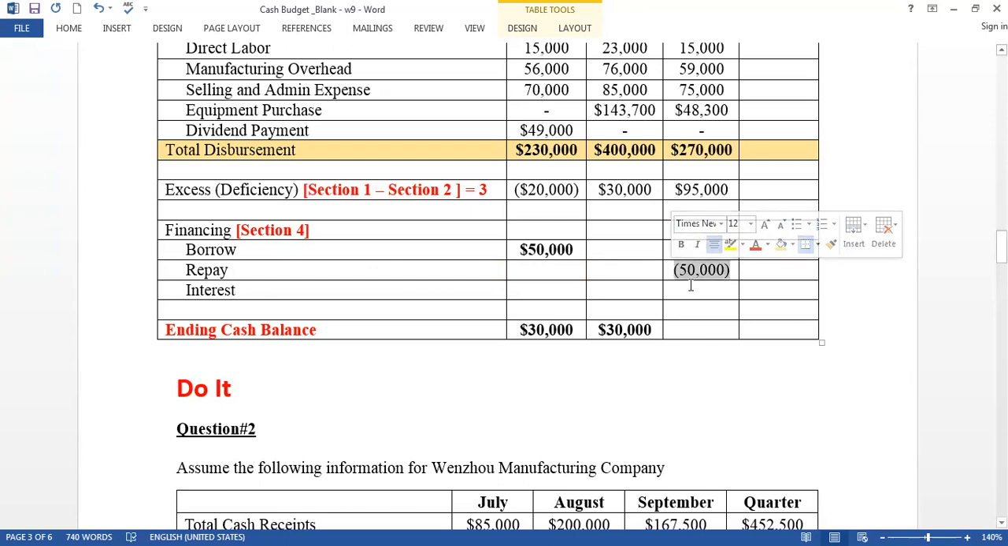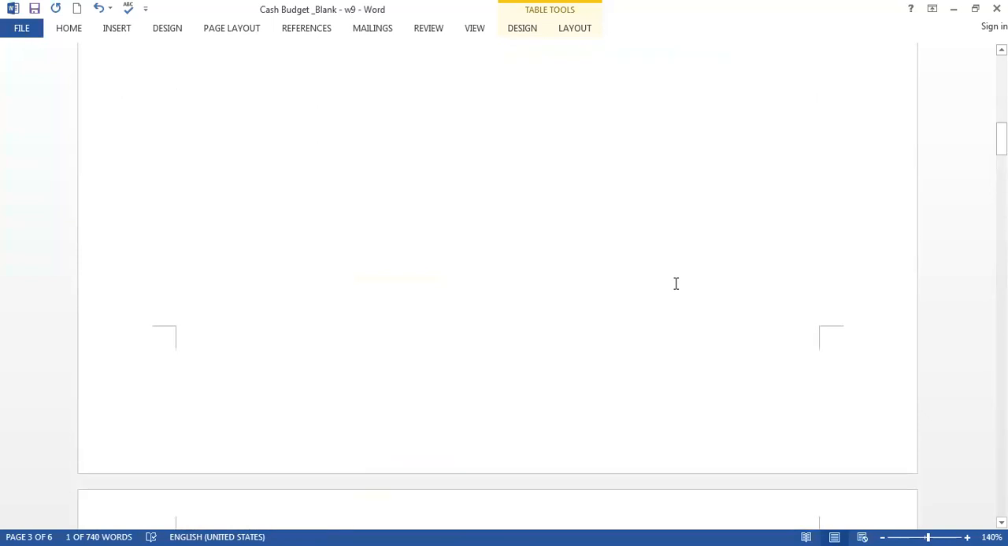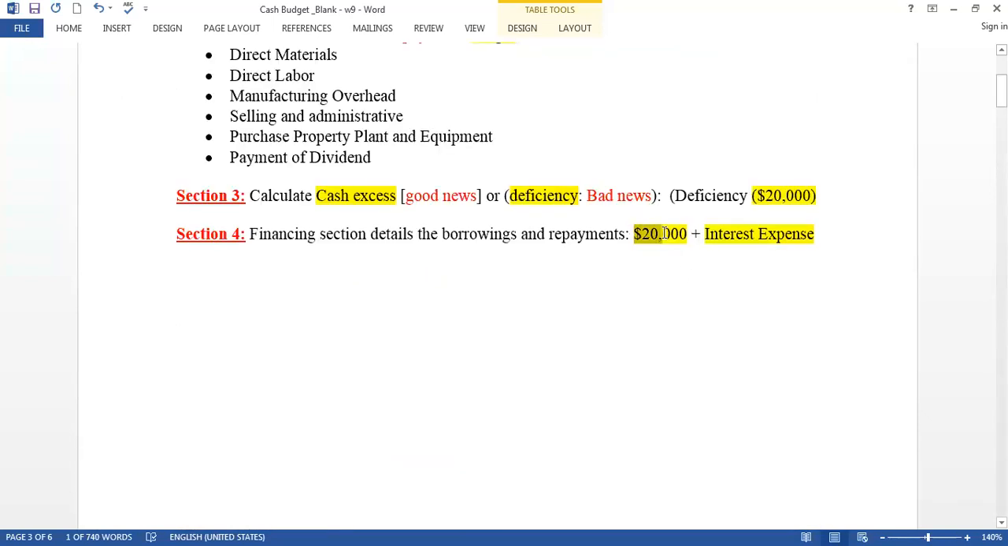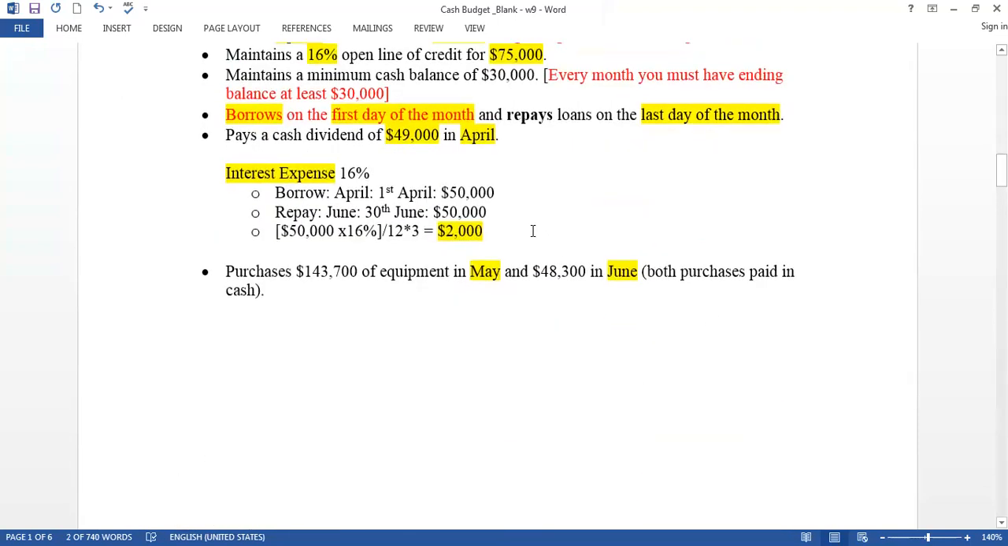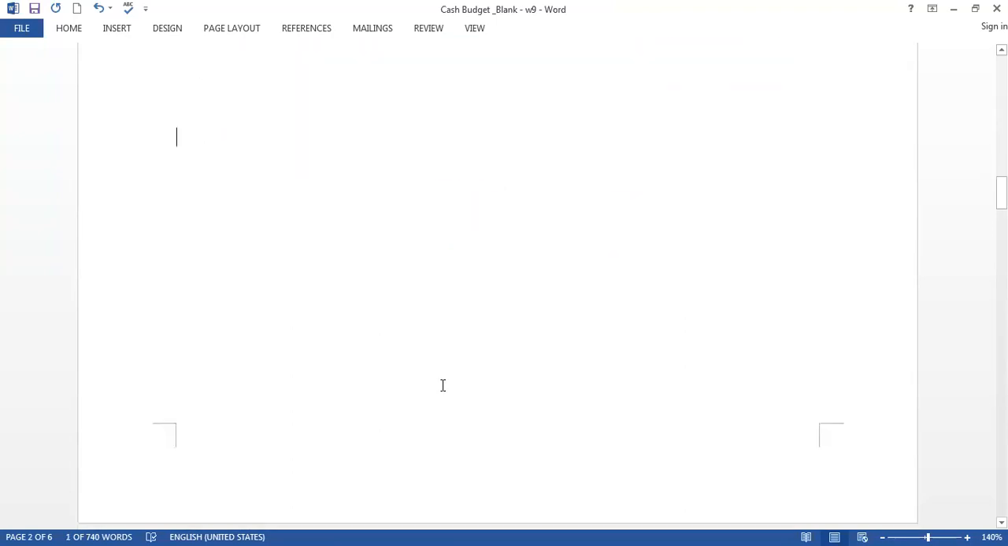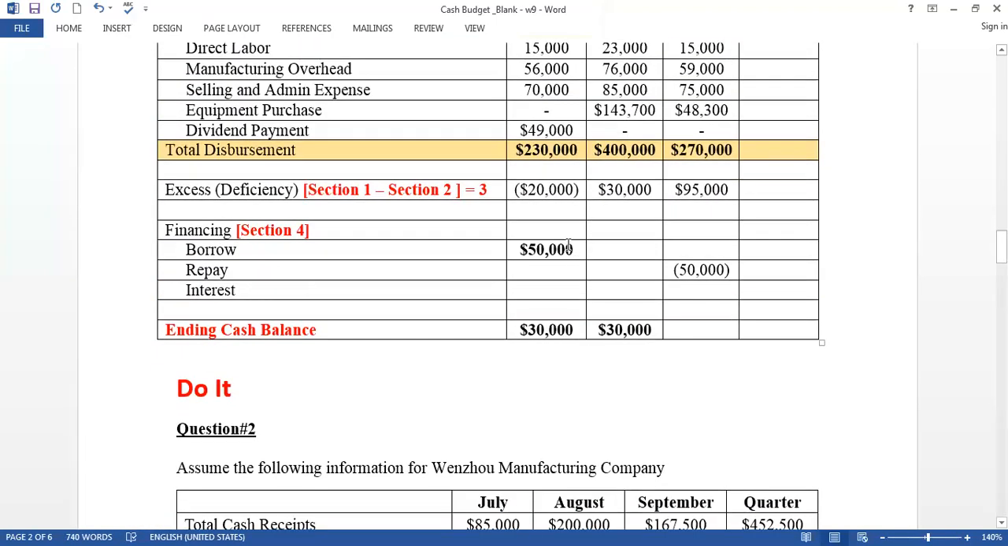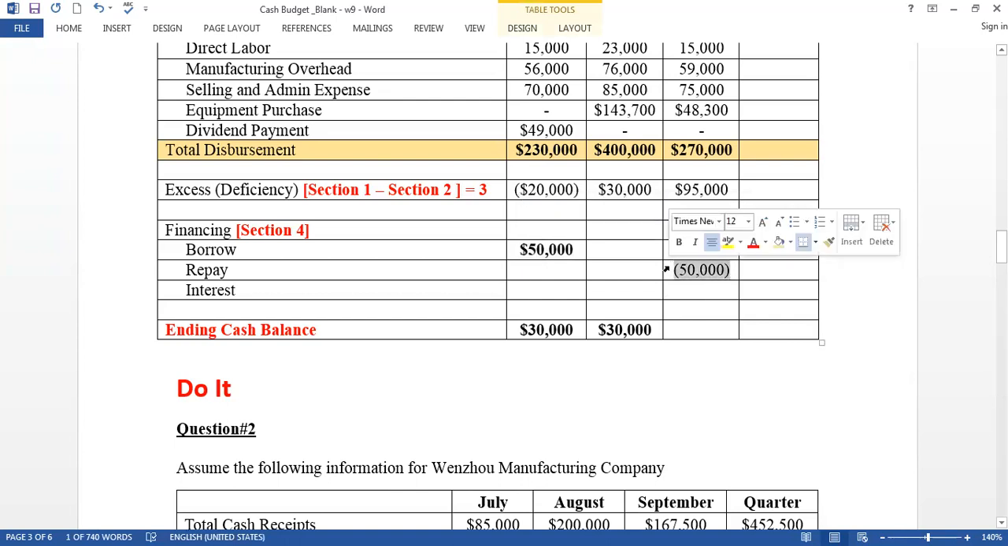From the very beginning, I told you that whenever we repay this money, we have to make an interest expense payment, right? I already explained how to calculate the interest expense. You borrowed this money in the month of April, at the beginning of April, and you repay this money in the month of June, at the end of June. So that is 3 months, and 3 months of interest is $2,000. I already explained how to calculate this.